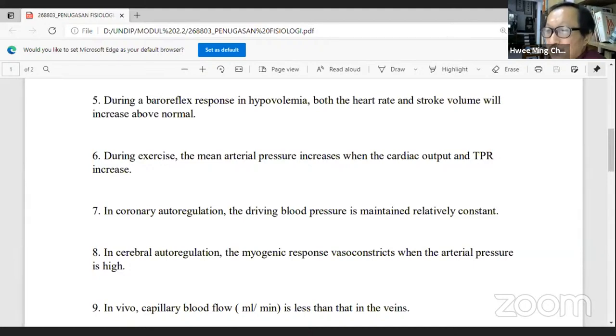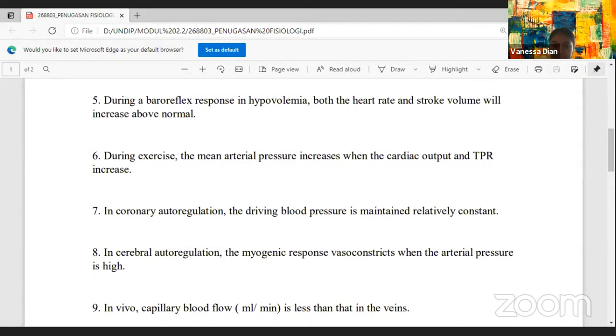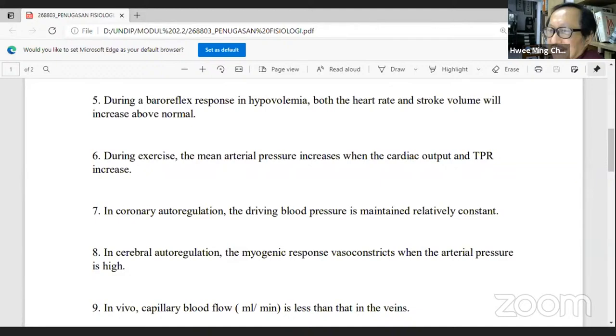So if you think about it logically, if you exercise, do you need more blood flow to the muscle, Vanessa? Yes, Prof. So if you need more blood flow to the muscle, would you want the blood vessel to dilate or constrict? To dilate. So will that cause a decrease in TPR? Yep, there you are. It's not difficult. That's why.